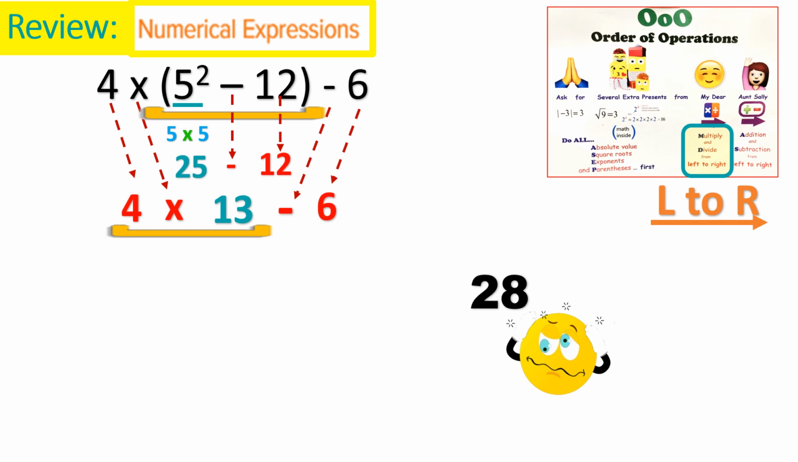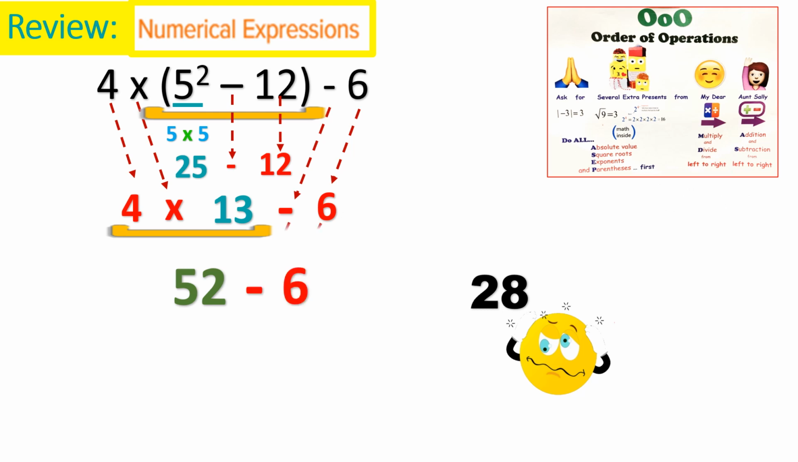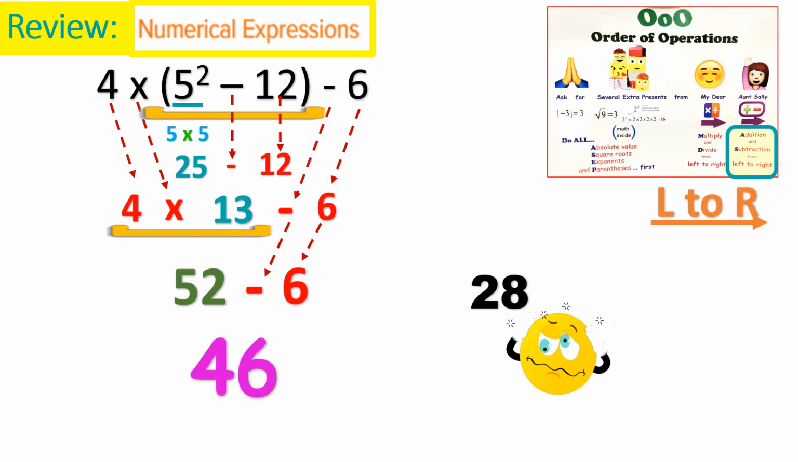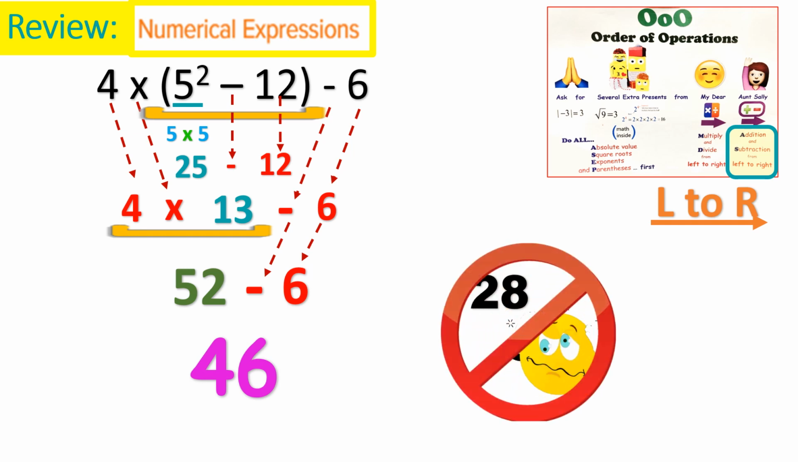If you don't know that 4 times 13 is 52, then you can type it in and you're going to see it's 52. And then when I subtract my 6, because my last step is addition and subtraction from left to right, I see that I get 46. Did I get the right answer when I did it in the wrong order? No, absolutely not. So I must follow the order of operations to get the correct answer to my math problem.